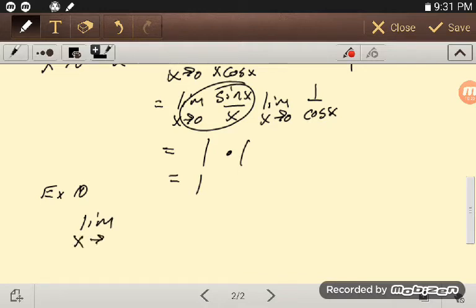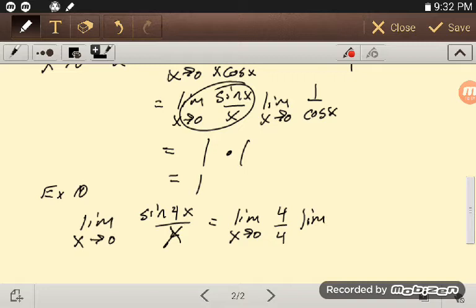In their example 10, we have to do a little bit of algebraic trickery here. So the limit as x goes to 0 of sine of 4x over x. Well, here's the problem. I know that sine of x over x goes to 1, but I don't know what sine of 4x over x does. However, if I multiply by 4 over 4, well, I know that's just a 1, so I'm just multiplying by 1 times the limit of sine 4x over x as x goes to 0.